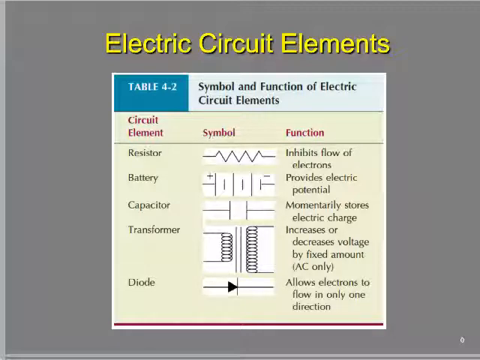Finally is the diode. And this allows electrons to flow in only one direction. Now, what's interesting about a diode is that within a diode, it has an anode and a cathode. So in essence, an X-ray tube is a gigantic diode, right? But we will use them to control the flow of power within the X-ray tube. So I want us to be familiar with these symbols, transformer and diode being the most important.